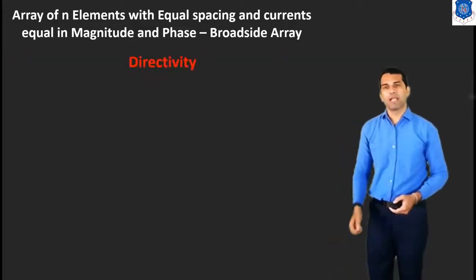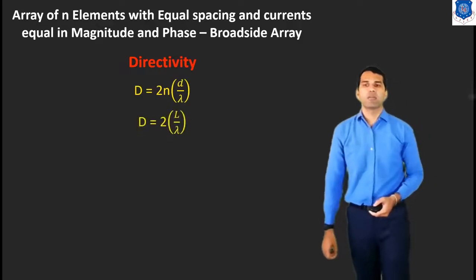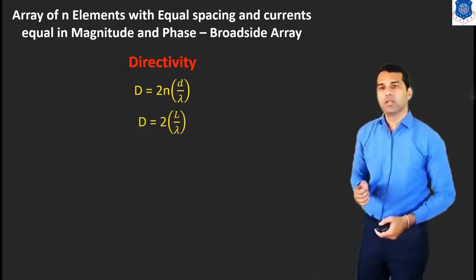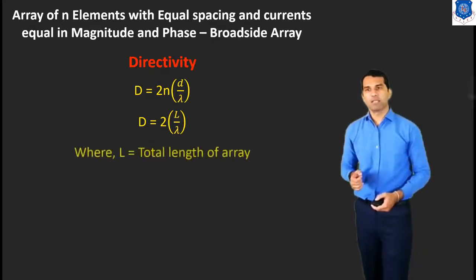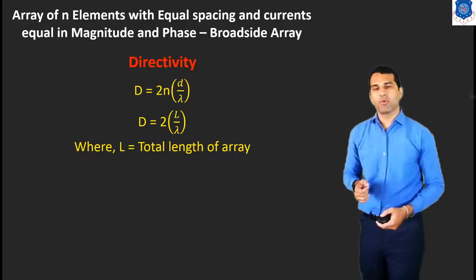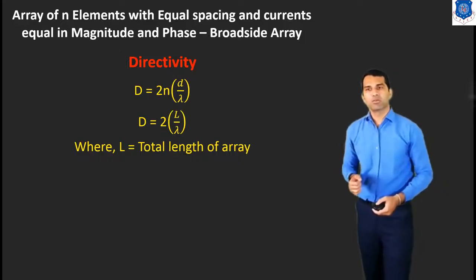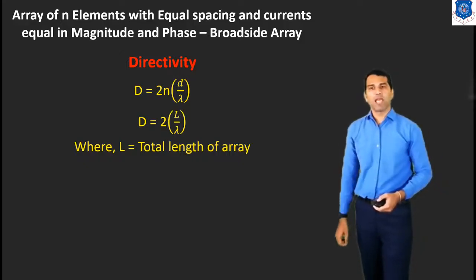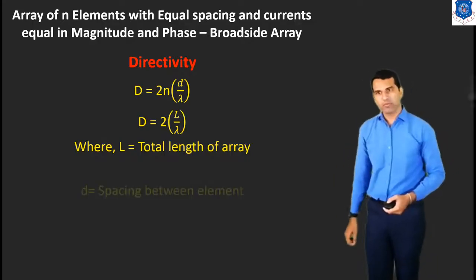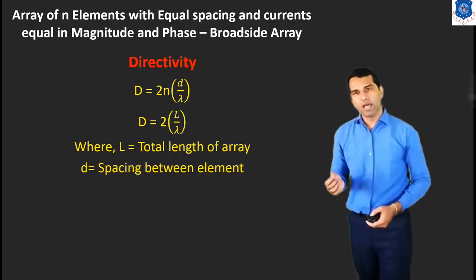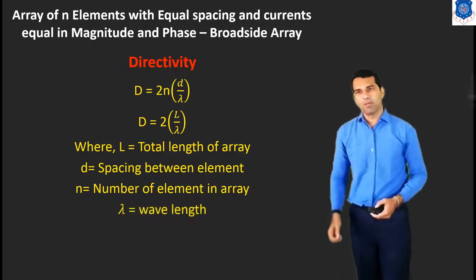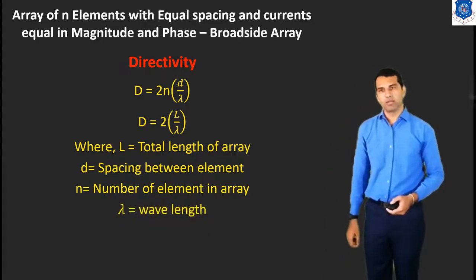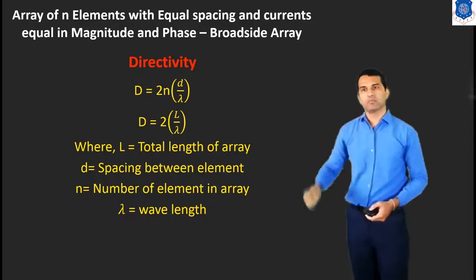Now the last term is the directivity. The equation for the directivity is D equals 2nd by λ, or we can also write the directivity in terms of L upon λ, that means D equals 2L by λ, where L indicates the total length of the array, d is the spacing between the elements, n is the number of elements in the array, and λ is the wavelength. So this is the directivity equation.